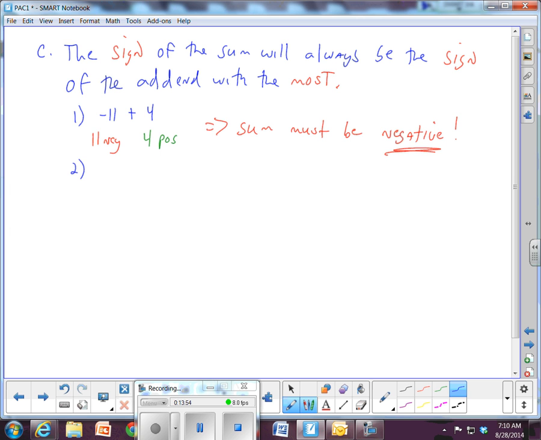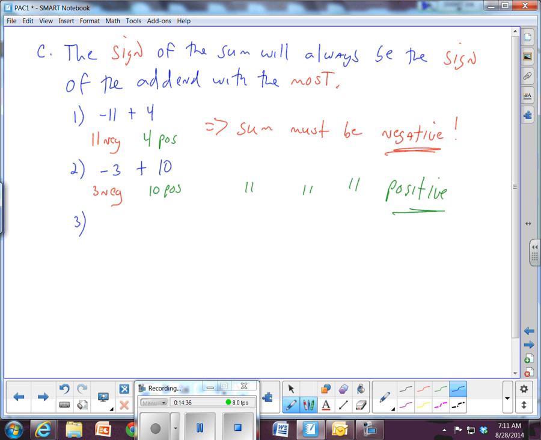Example number 2. Let's suppose we had a negative 3 plus 10. All right, so in this example, I have 3 negatives, so I'm going to write those in red. 3 NEG. And I have 10 positives, going to write those in green. 10 POS. So I have 3 negatives and 10 positives. So again, my question is, what's the sum going to be? Well, in this case, the sum must be positive. Right? It has to be. There are more positives than negatives. The sum has to be positive.